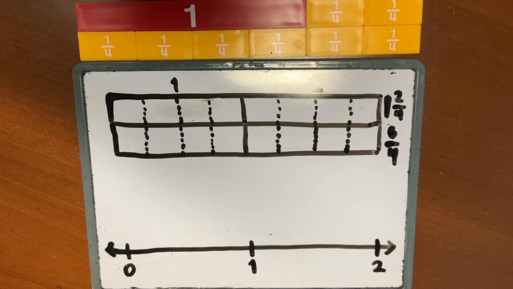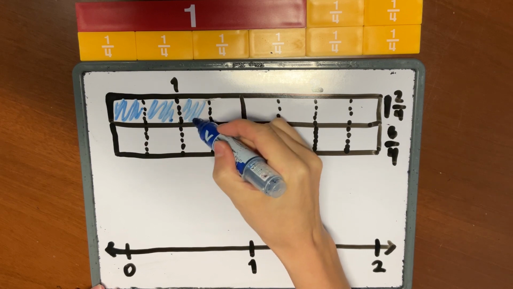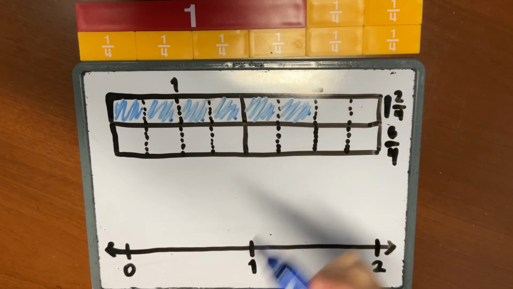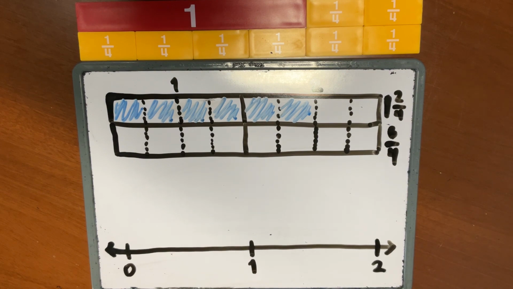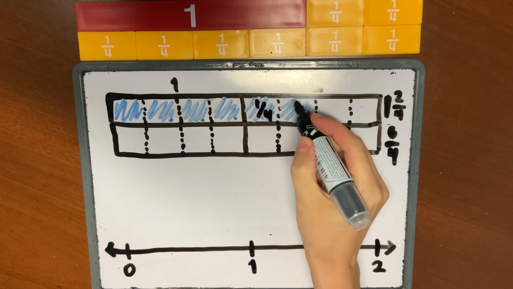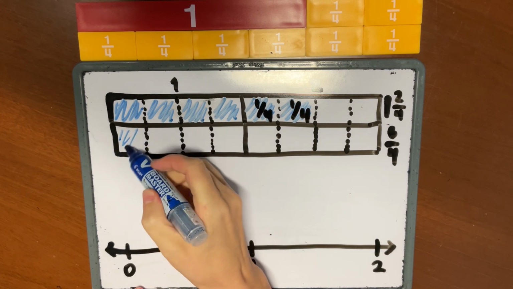Well, I'm going to show that 1 2/4. I'm going to color in 1 2/4. And I might even want to label this, I can see as one whole, so I might want to show that this is 1/4 and this is 1/4. You decide what you need to organize to label clearly.